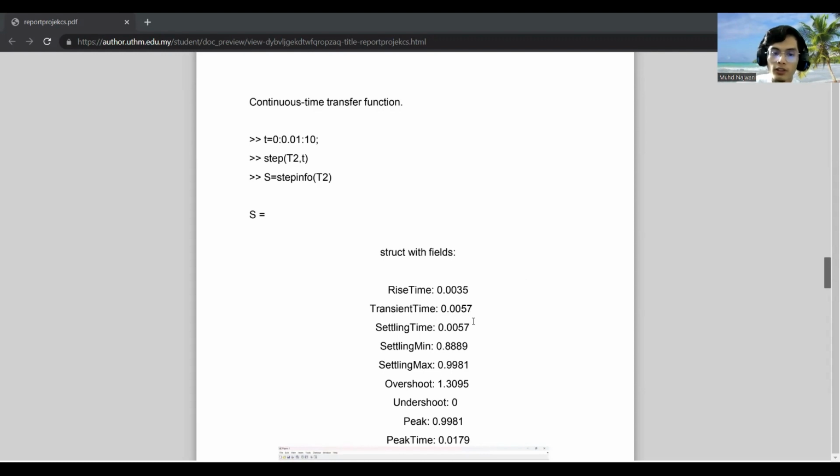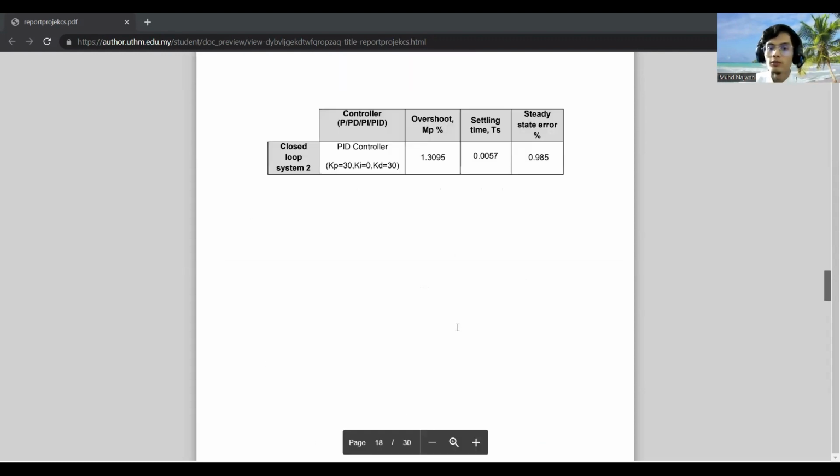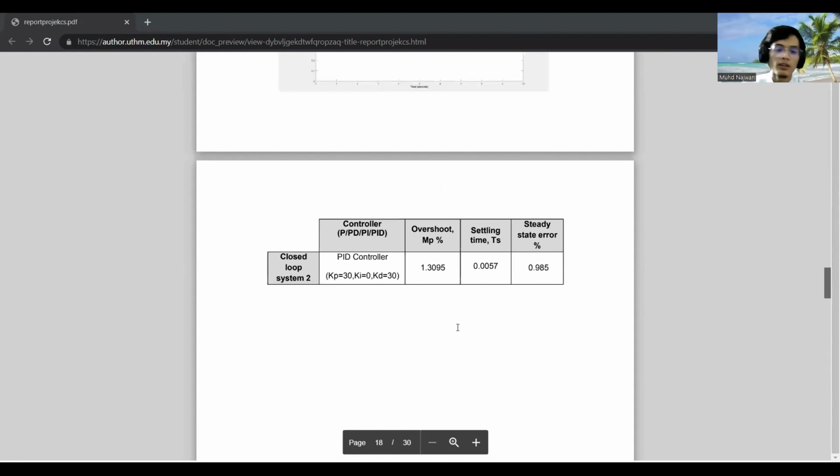So for the closed loop system 2 with PID controller, I get Kp equal to 30, Ki equal to 0, Kd equal to 30. And overshoot, I get 1.3095, and settling time I get 0.057, and the steady state error I get 0.985. That's all from me for the question closed loop system 2.